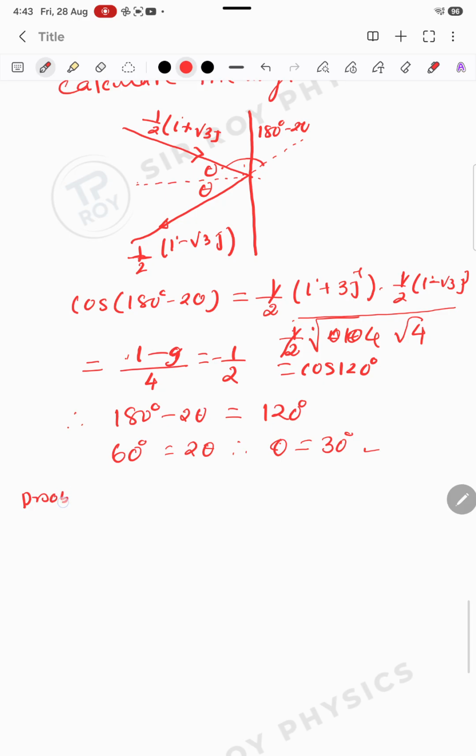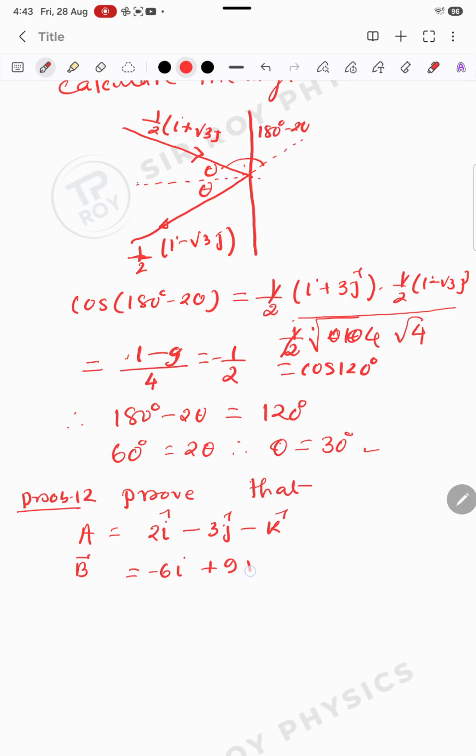Problem 12. Prove that A equal to 2i minus 3j minus k, B equal to minus 6i plus 9j plus 3k, parallel.